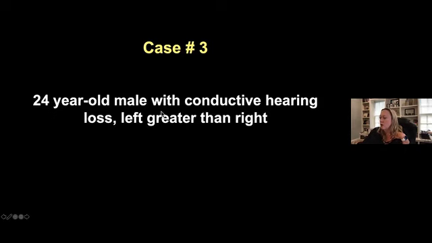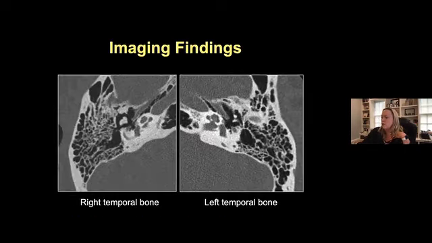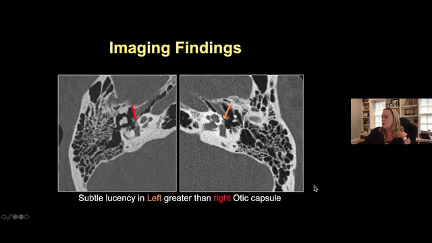Let's go back to our PowerPoint. And again, I forgot to show you that his otoscopic exam was normal. So here are the salient imaging findings. Again, here we have a right and left temporal bone. And on both of those images, you can see that subtle lucency in the left greater than right otic capsule, just anterior to the oval window.